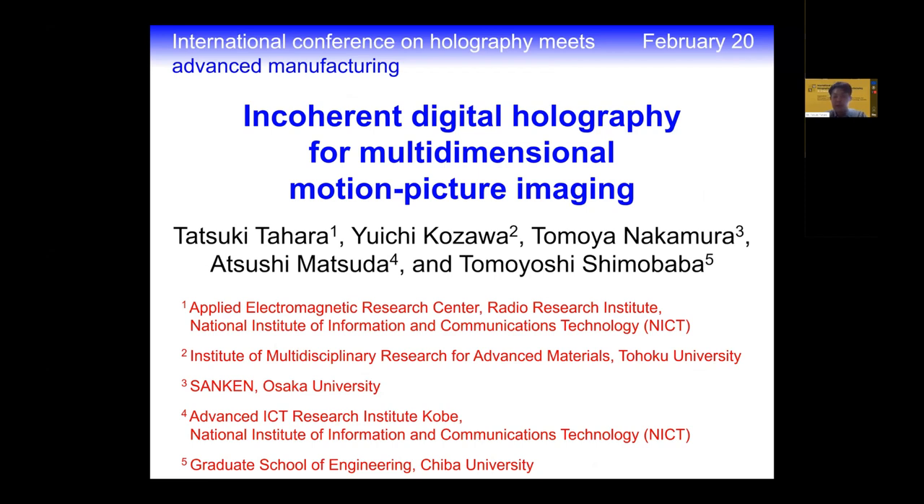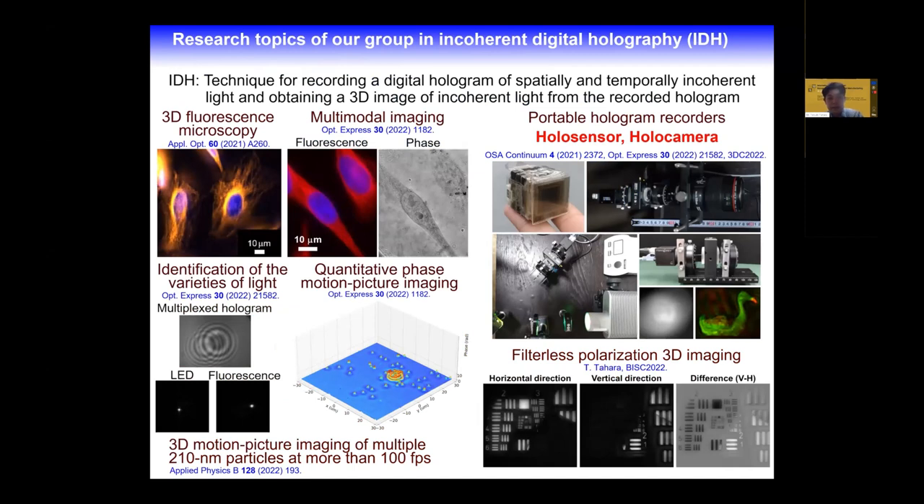Today's talk theme is incoherent digital holography for multi-dimensional motion picture imaging. This slide shows our research topic, incoherent digital holography, IDH. IDH is a technique for recording a digital hologram of spatially and temporally incoherent light, and obtaining a 3D image of incoherent light from the recorded hologram. Using the recorded hologram, we can obtain the motion picture image of a quantitative phase image, and this technique can be applied for fluorescence microscopy as a 3D fluorescence microscopy.